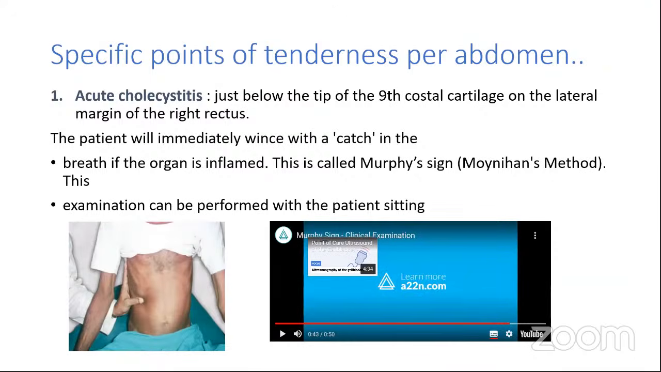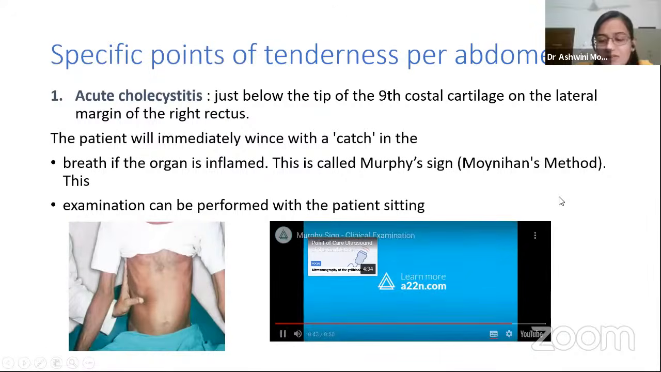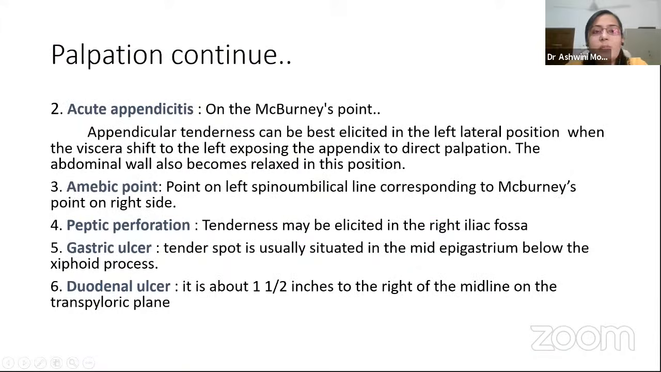So, this was about the acute cholecystitis tender point. Another is acute appendicitis. It is McBurney's point, which we all know, on the spino-umbilical line between the umbilicus and the anterior superior iliac spine. Between the medial 2/3 and lateral 1/3, there will be McBurney's point. On that point, the patient will have tenderness.